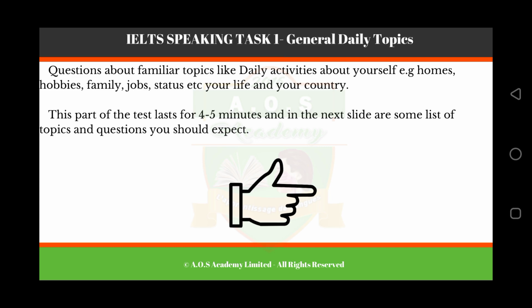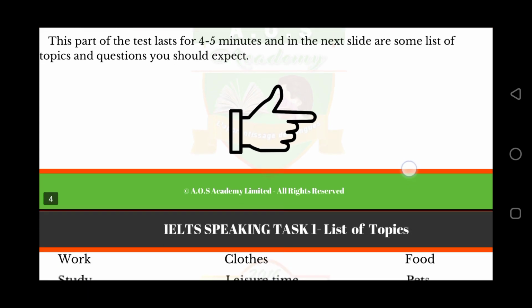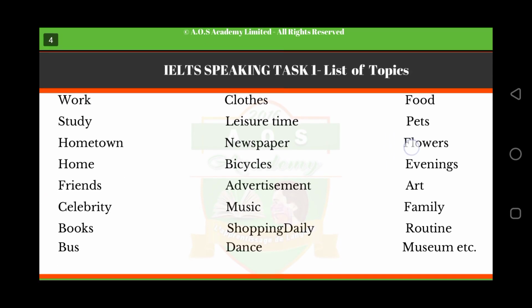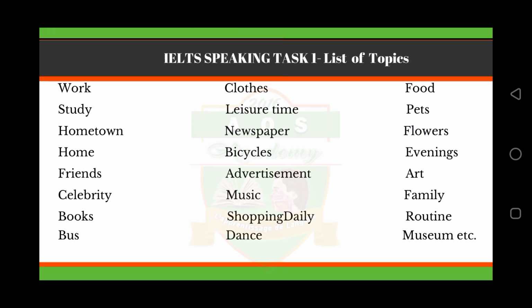This part will help you feel comfortable. So try as much as possible to relax yourself so that you can speak naturally. This part of the test lasts for 4 to 5 minutes. And here are some of the list of questions you should expect.